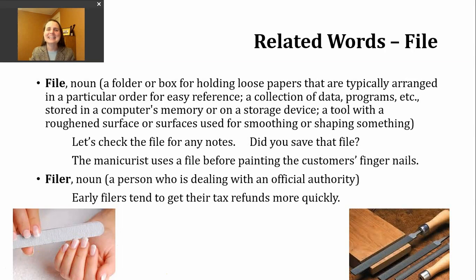The last word we're going to take a look at today is the noun filer. This is a person who is dealing with an official authority. Okay, so this again sort of comes back to the meaning of submitting a document to a particular authority. Many times you're going to hear this word in reference to tax returns and describing people who have already filed their tax return. And that's going to be our example sentence here. Early filers tend to get their tax refunds more quickly.